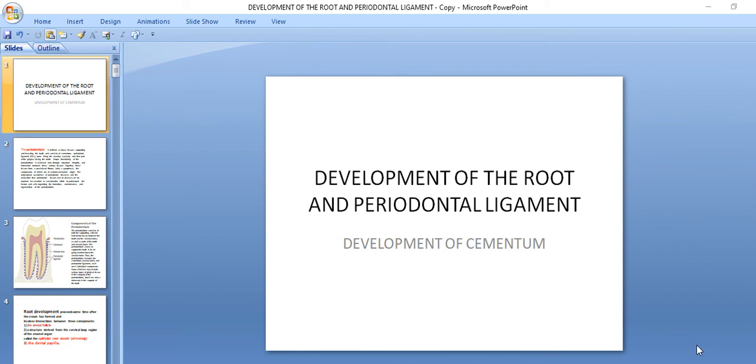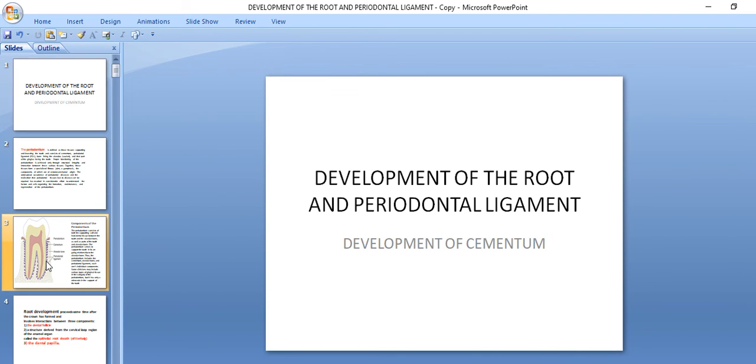Today we focus on the periodontium. You know that periodontium comprises the structures responsible for maintaining the teeth in the maxillary and mandibular bones and includes the cementum, the periodontal ligament, and alveolar bone with its associated gingiva.